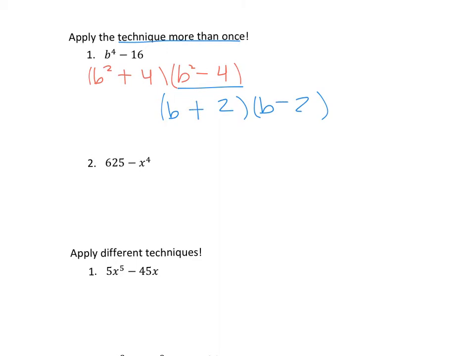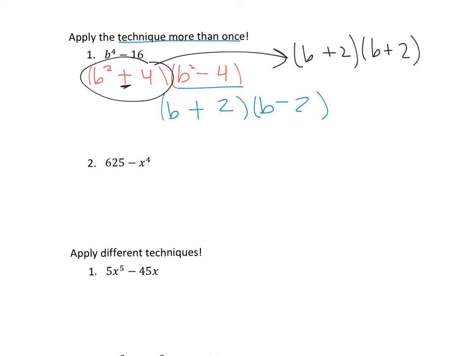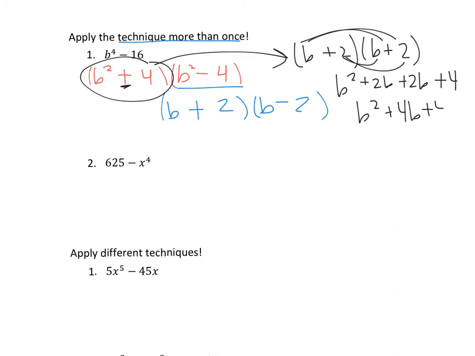Now, why did I not break down b squared plus 4? Well, if we tried breaking that down into b plus 2 and b plus 2, because there's a plus sign, you might be thinking, what if we just put plus signs in both binomials? Well, let's FOIL this and see what we get. B times b is b squared, plus 2b, plus another 2b, plus 4. So we get b squared plus 4b plus 4, which is not b squared plus 4, right? We get that middle term. So it doesn't work out. And again, it's only the difference of two squares, not the sum of two squares.